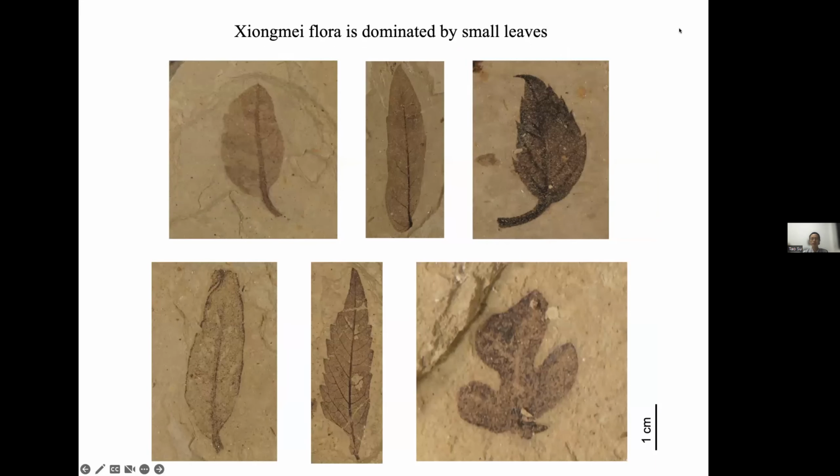You can see in the flora there are many very small leaves. You can see the scale bar here, and we didn't find very big leaves in this flora. It means the environment should have been dry.